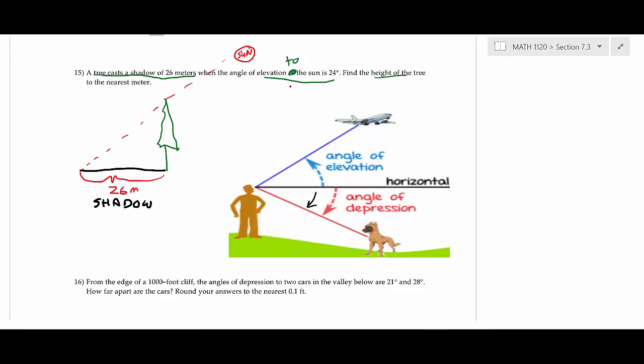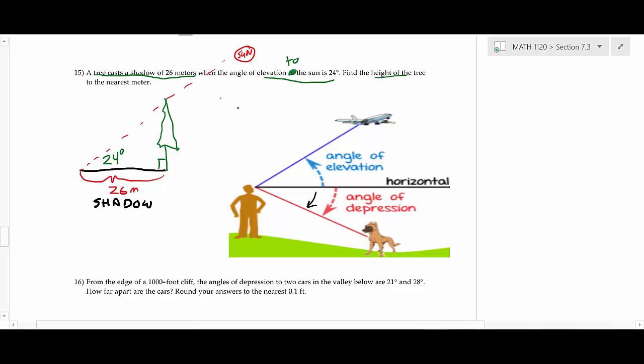The first part of these problems that sometimes is challenging is just to get everything set up correctly, okay? Now, do you see a right triangle? I hope you do. We assume that the tree's at a right angle. We have to, because if we don't, we wouldn't know how to do this problem yet, okay?